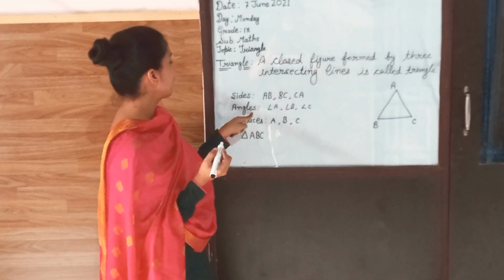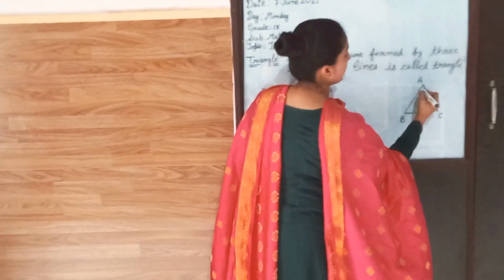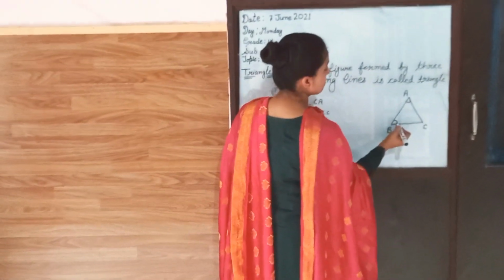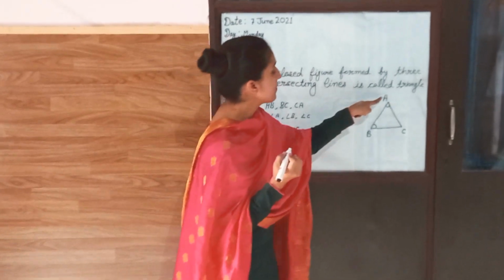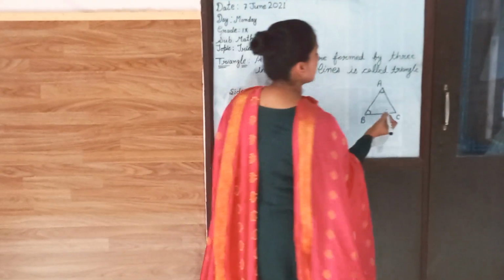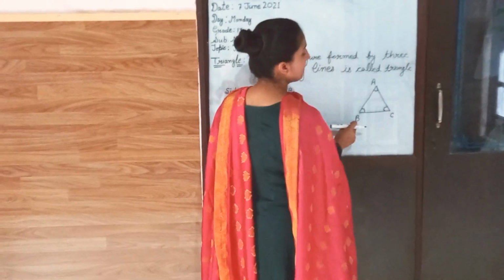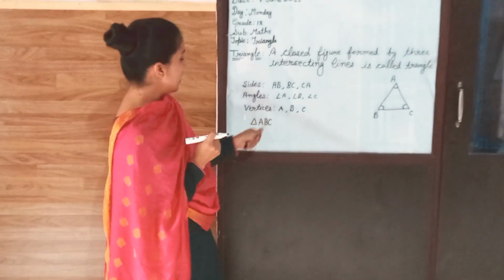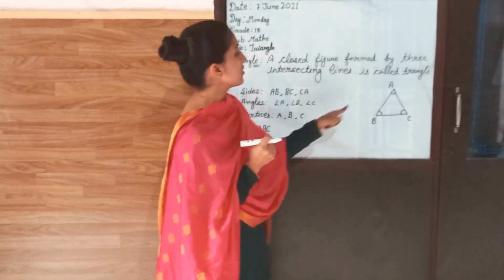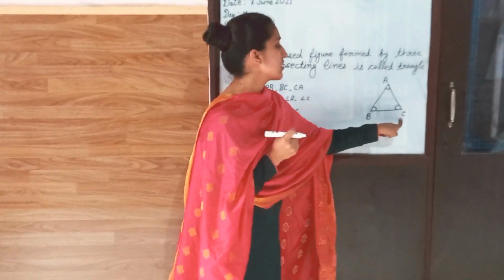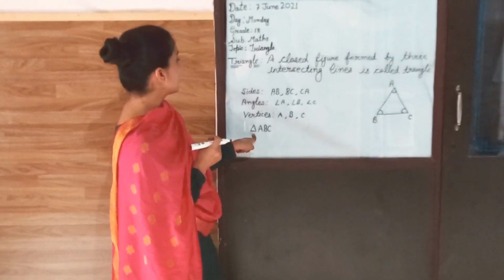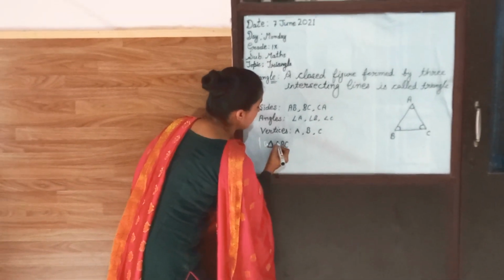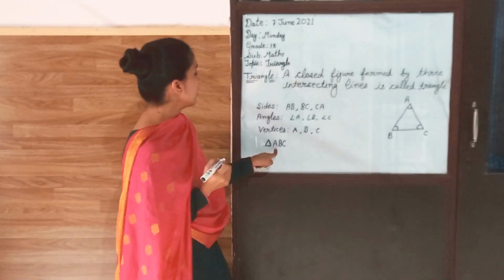Next, the second parameter of a triangle is angles. It is angle A, or we can say CAB. Next is angle B. We can say BAC, and the third one is angle C. We can say BCA, or we can represent it in this way. Next is vertices. It has three vertices named A, B, C, and we can represent a triangle symbolically by making a short triangle sign and writing its vertices: triangle ABC.